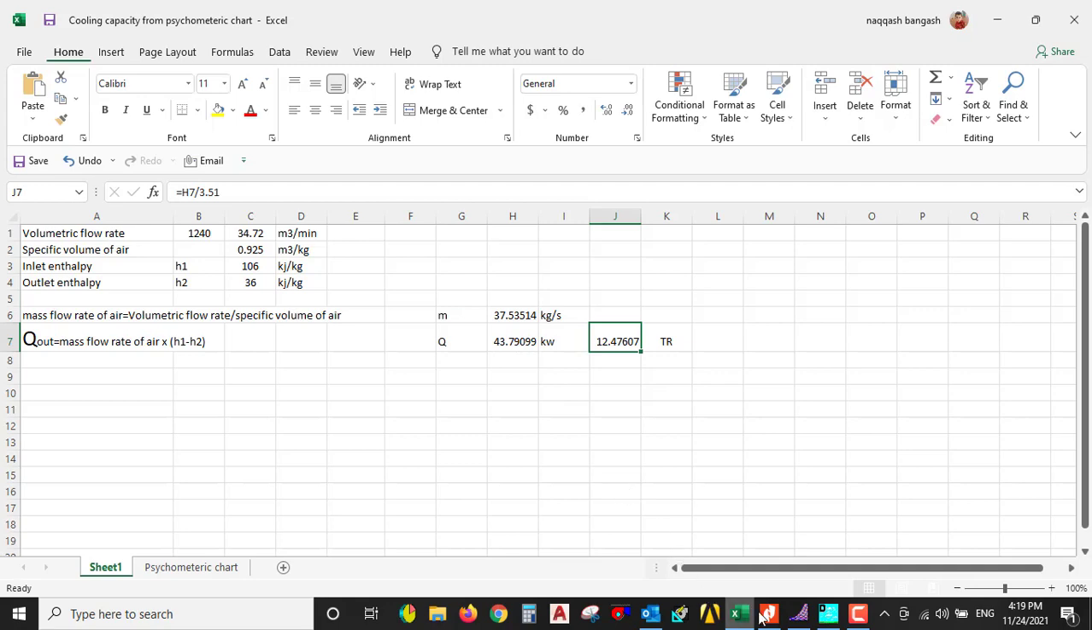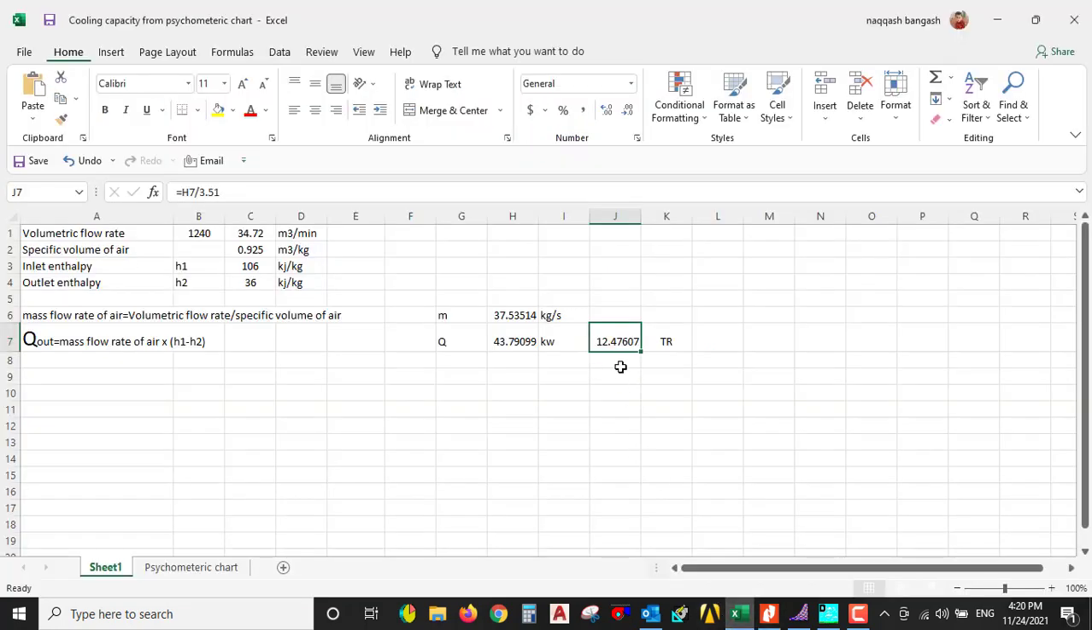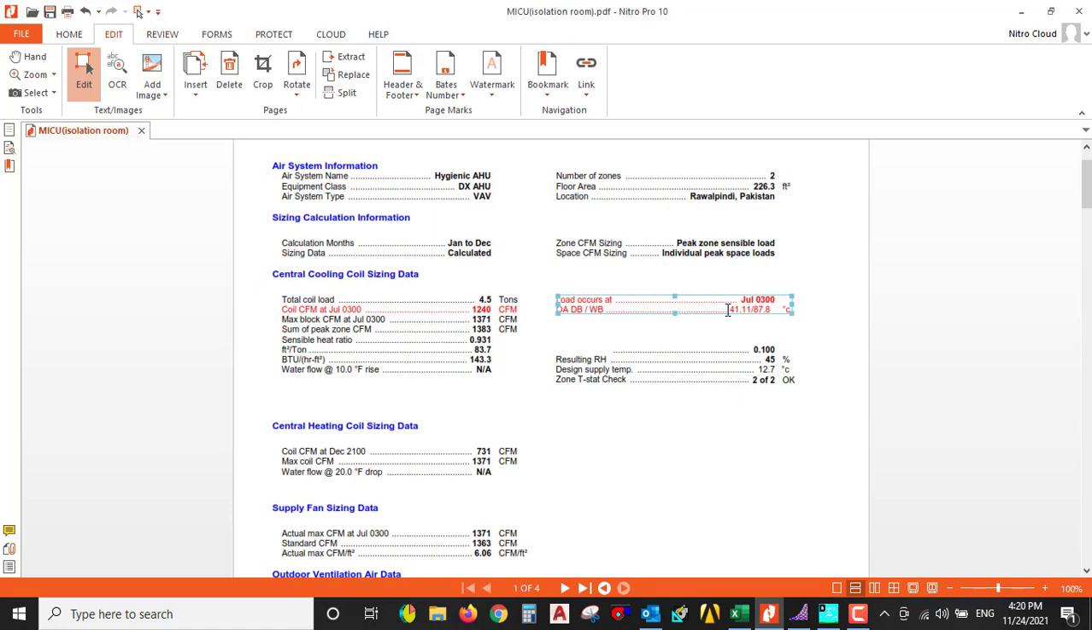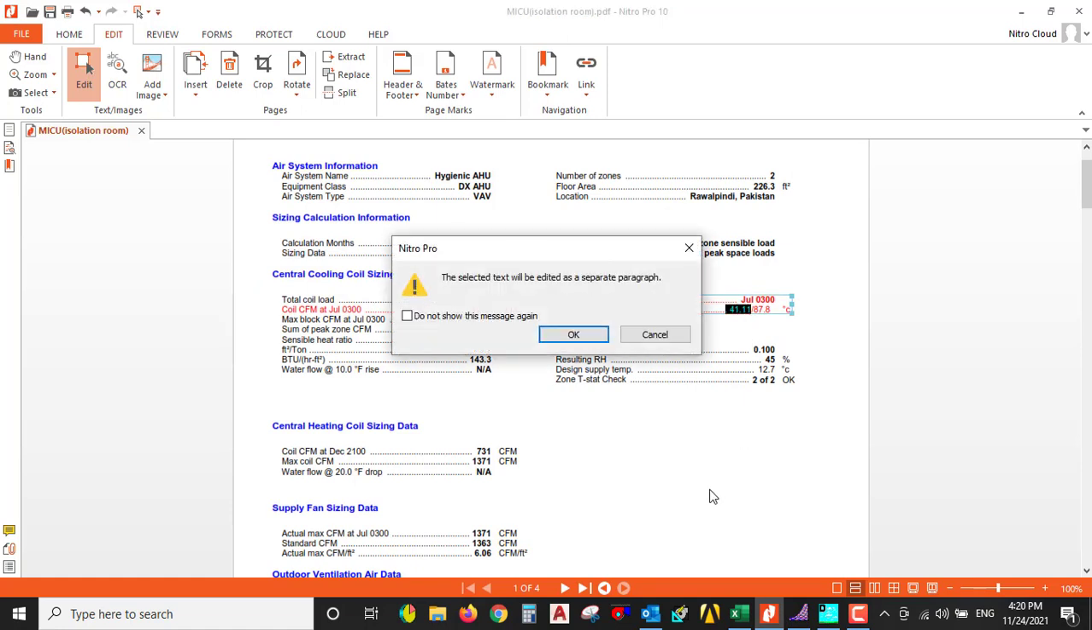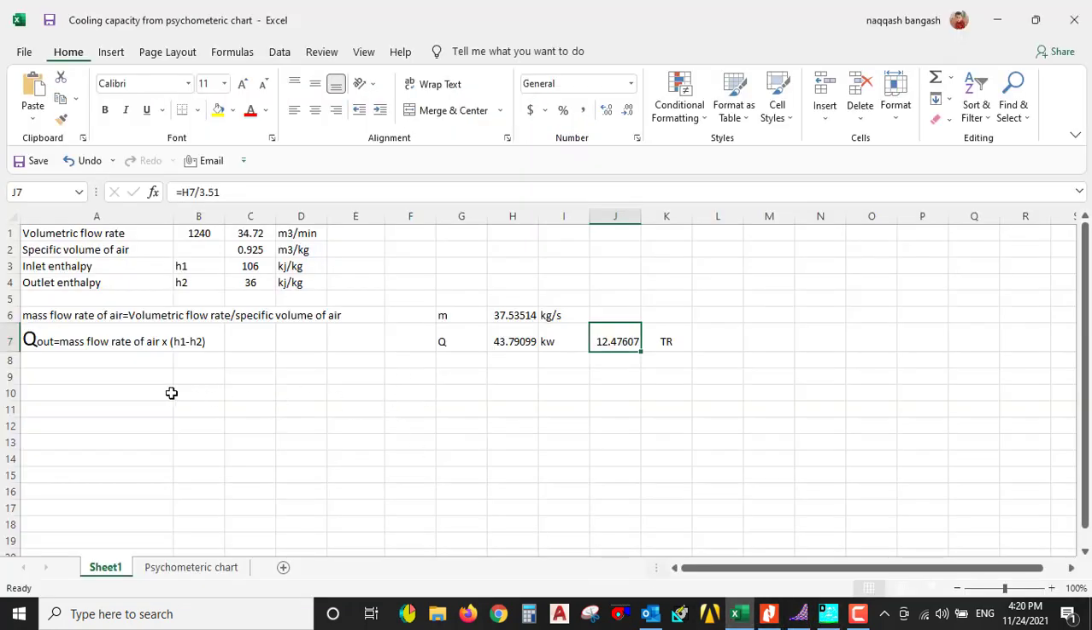equal to 43 kilowatts. So for this case we just need 12.4 or 12.5 tons of refrigeration to cool down the 41.11 centigrade air at 50% relative humidity to 12.7 centigrade. So these are all the scenarios to calculate the coil load.